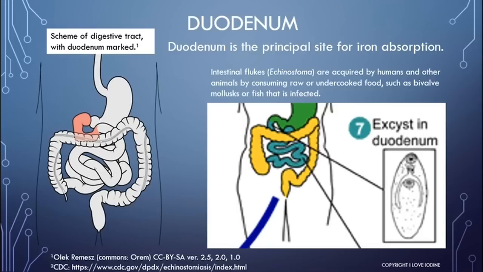We can get these intestinal flukes by consuming raw or undercooked food, especially fish and bivalve mollusks. We can think about bivalve mollusks as being raw oysters, and of course fish if we're eating sushi or sashimi. That being said, you can check out my other videos where I discuss how you can reduce those risks by properly preparing those and properly freezing the fish before you consume them.